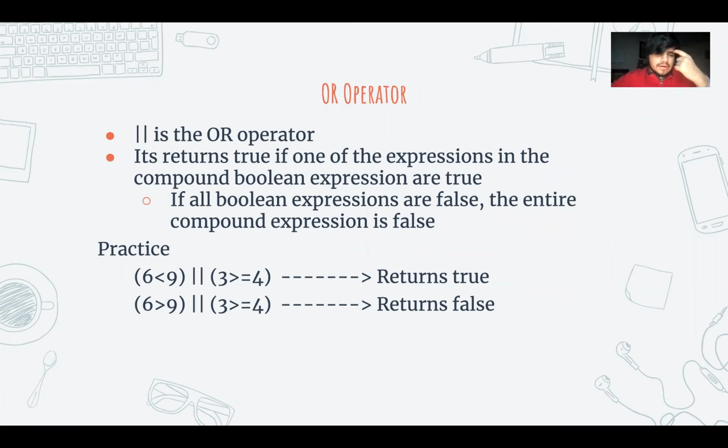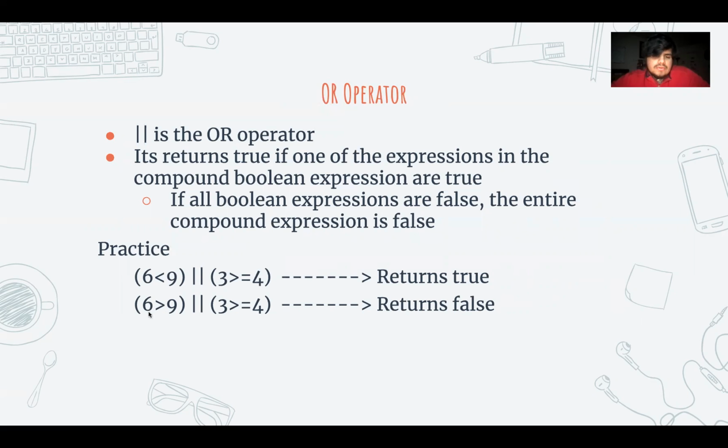We also have the OR operator, and it's represented with these long pipes. It returns true if at least one of the Boolean expressions within the compound Boolean expression is true. And if all the Boolean expressions are false, then it will return false. So an example of this is if 6 is less than 9 or 3 is greater than or equal to 4. Is 6 less than 9? Yes, that's a true statement. Is 3 greater than or equal to 4? No, that's a false statement. But since one of them is true, then it returns true.